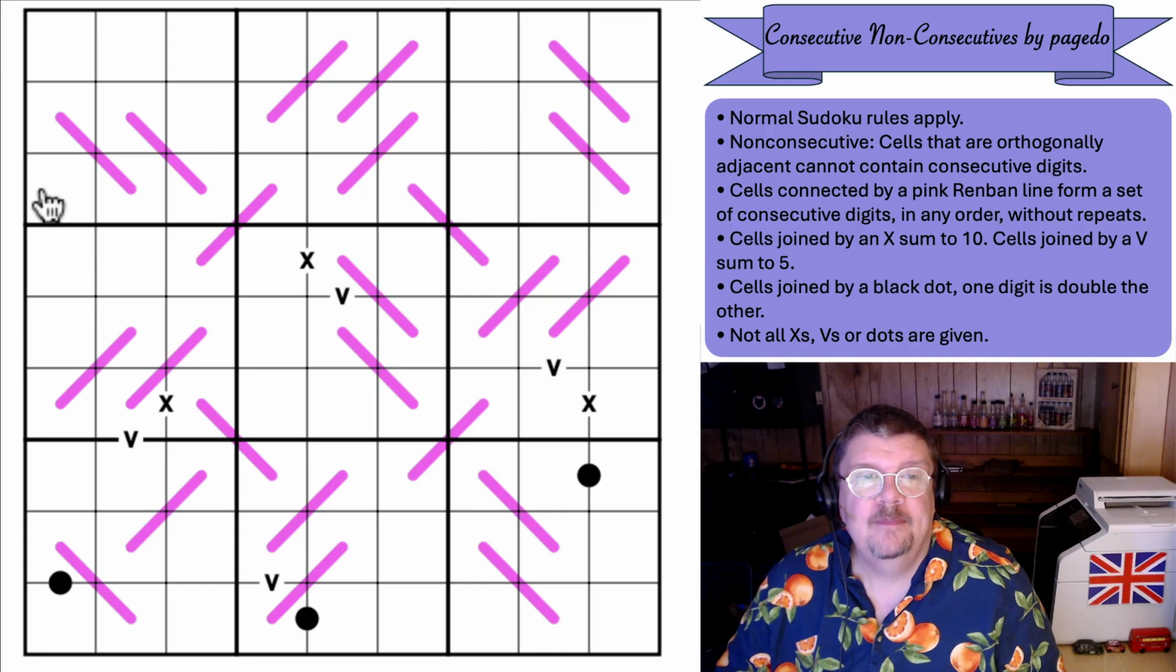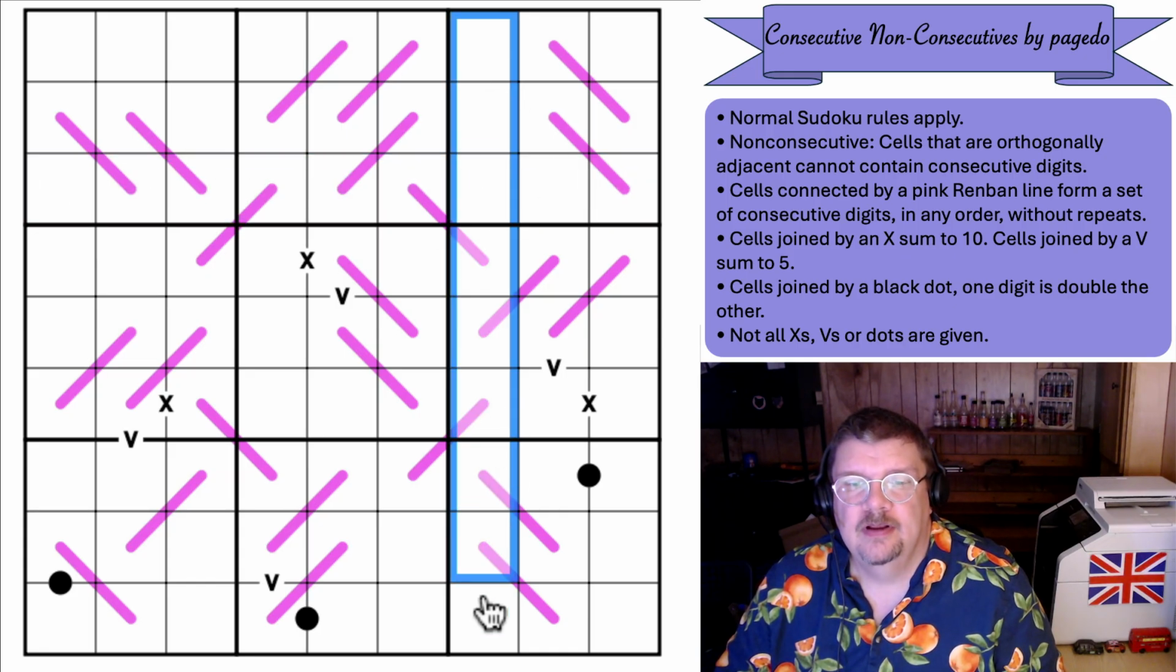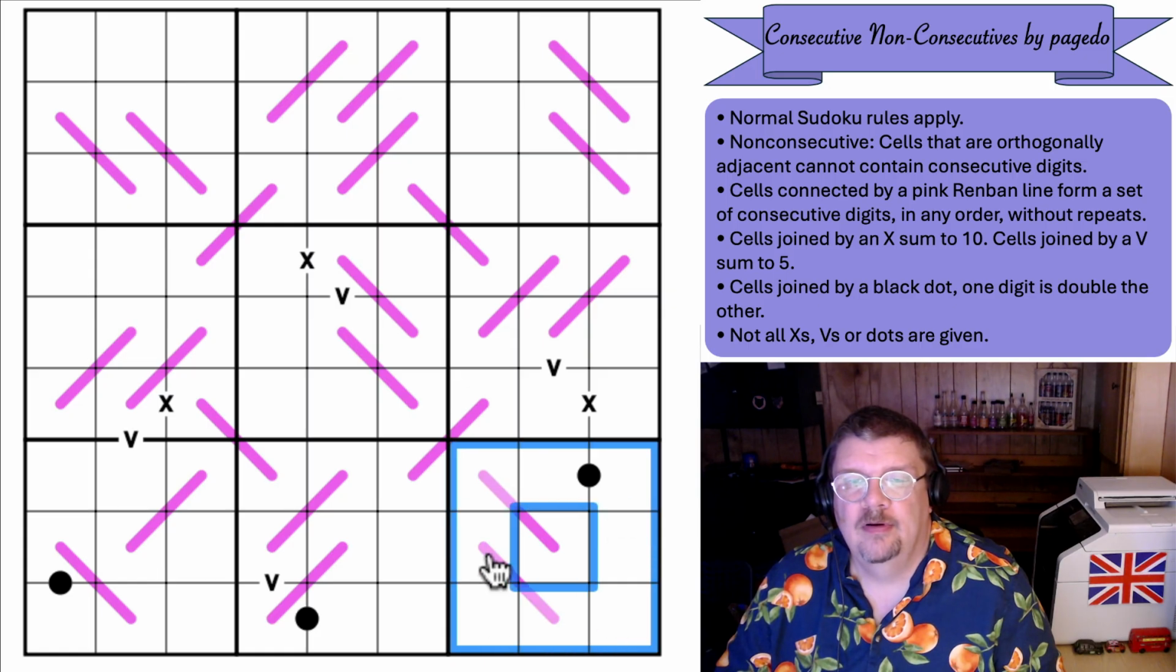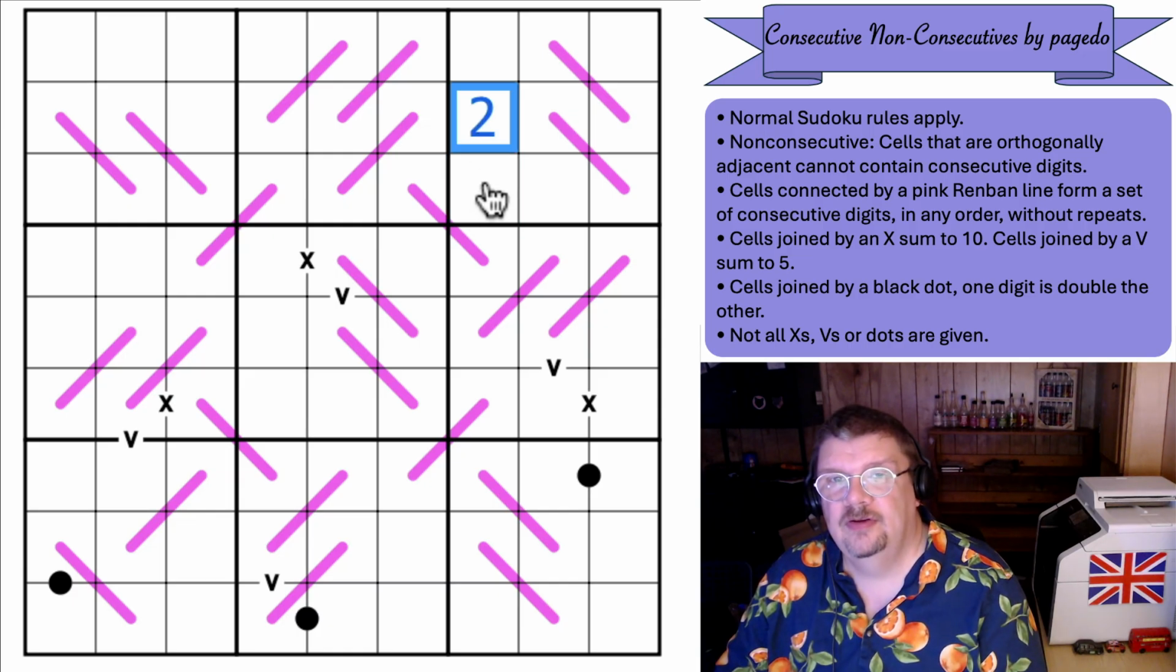Normal Sudoku rules apply, so we are going to place the digits 1 to 9 once each in every row, every column, and every box. Non-consecutive. Cells that are orthogonally adjacent, so that means connecting by an edge, cannot contain consecutive digits. So if this were a 2, we could not place a 3 here or a 1 here.